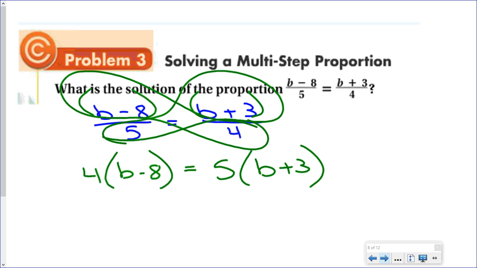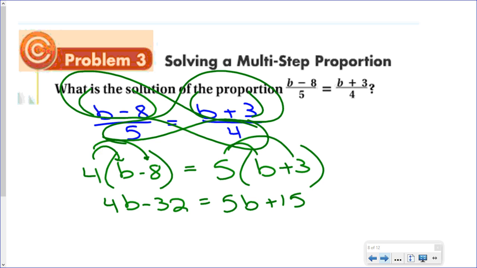This is going to look like all the other problems you guys have been doing lately. Now we have distributive property, add like terms, move a letter, and then isolate the letter b. So first distribute. Okay, there are no like terms on the left. There are no like terms on the right.